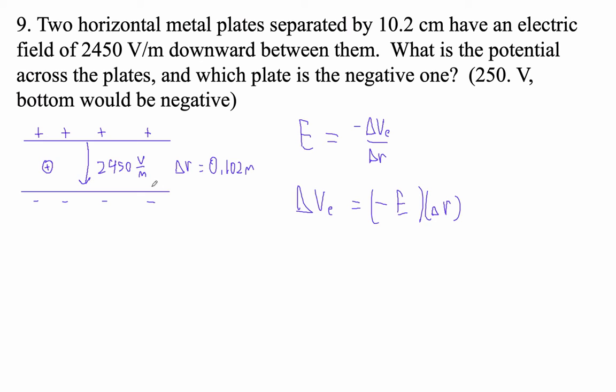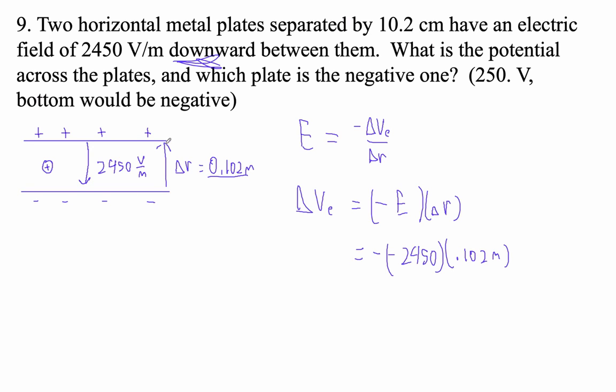Okay, here we go. The up direction is positive, down is negative. I'm not talking about the charge, I'm just talking about absolute direction here. So this is going to be the opposite of negative 2450. The reason that it's negative is that the electric field is downward, right? Times positive 0.102 meters, because we went up 0.102 meters.